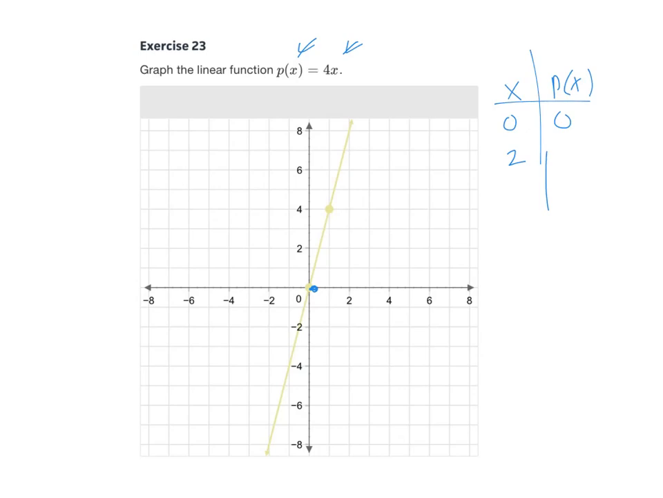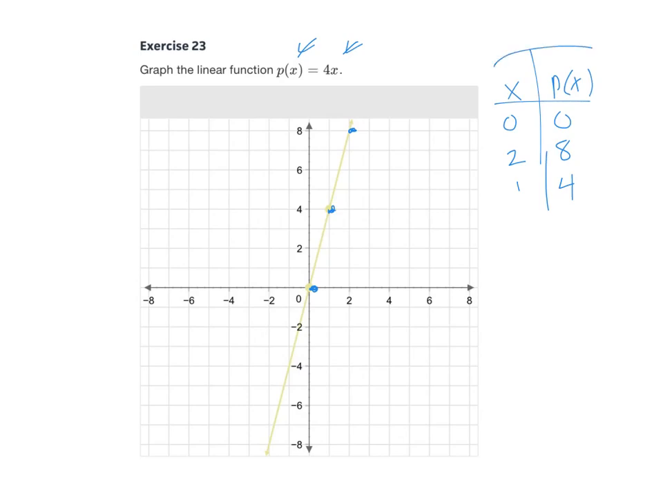P of 2 would be equal to 4 times 2, which is 8. So over 2, up 8 would be there. Let's say you did 1. P of 1 is equal to 4 times 1, which is 4. So 1, 4 is on the list.